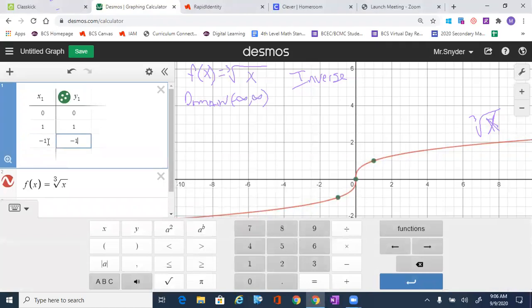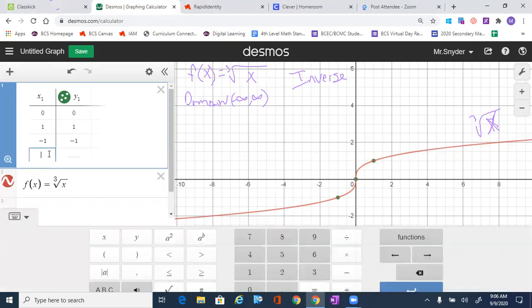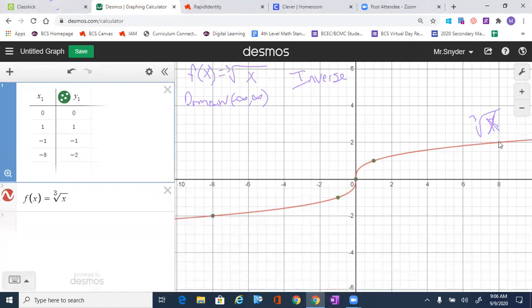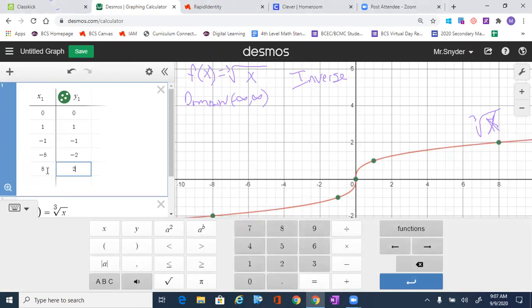And maybe pick another one. Let's pick this one. That looks like a good point right there. That was at (-8, -2). And then I'll come over here, and it looks like that same point is over there, except it's positive and positive, so (8, 2). Okay, (8, 2). Well, those are points on the cube root of x.